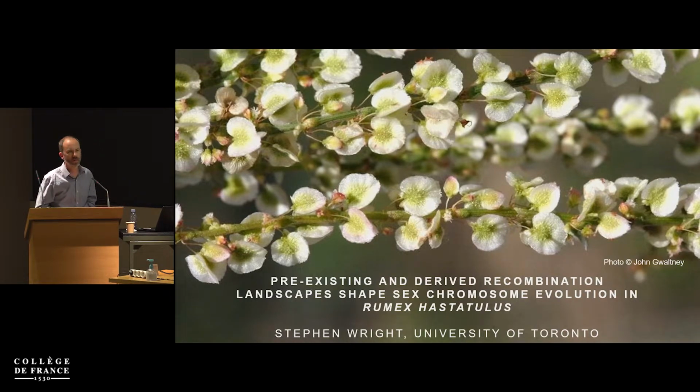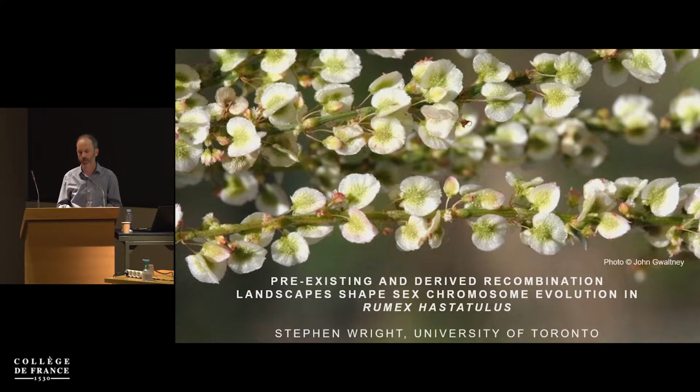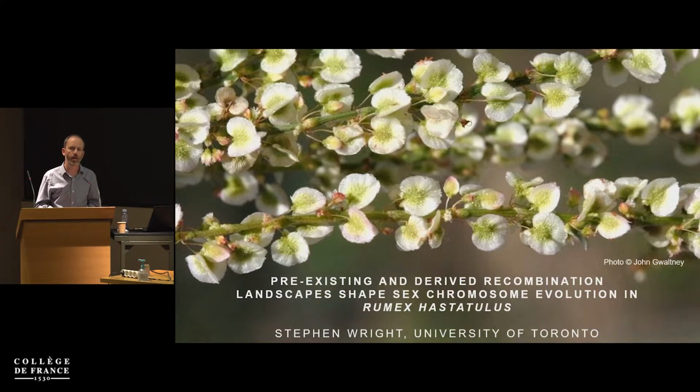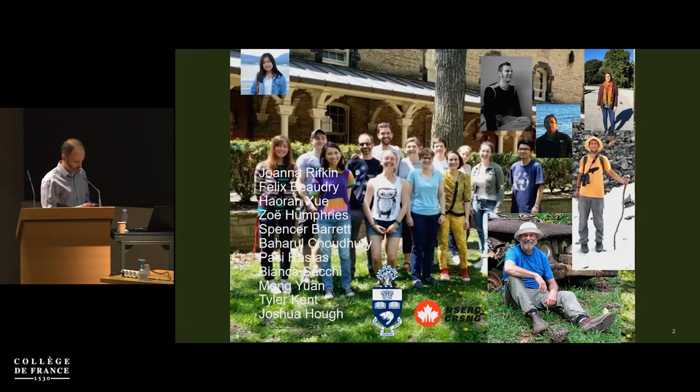So I'm going to pick up on some of the themes from Tatiana's talk and also Thomas on the questions around why recombination is suppressed on sex chromosomes and in supergenes more generally, and how that proceeds. And as Gabrielle mentioned, we're focusing on the genus Rumex.